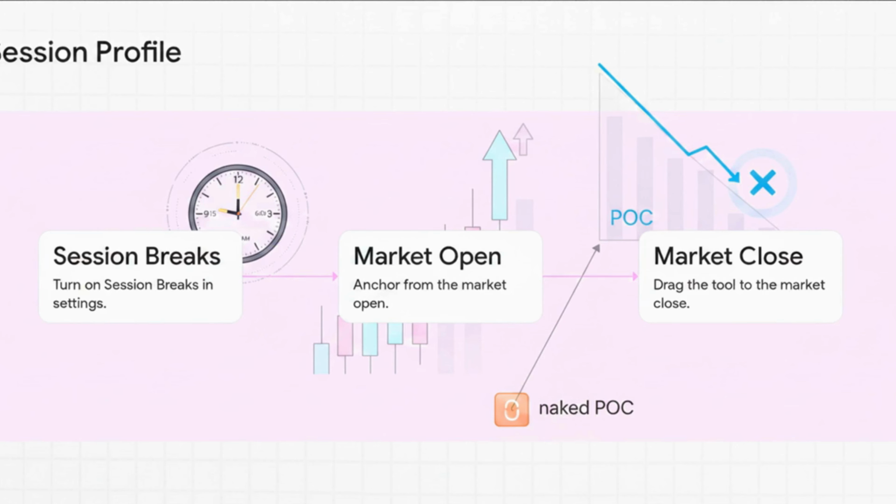What makes this so incredibly powerful is looking back at yesterday's session. If price never returned to yesterday's point of control, we call that a naked POC. And let me tell you, those naked POCs act as highly magnetic, excellent targets for today's price action.